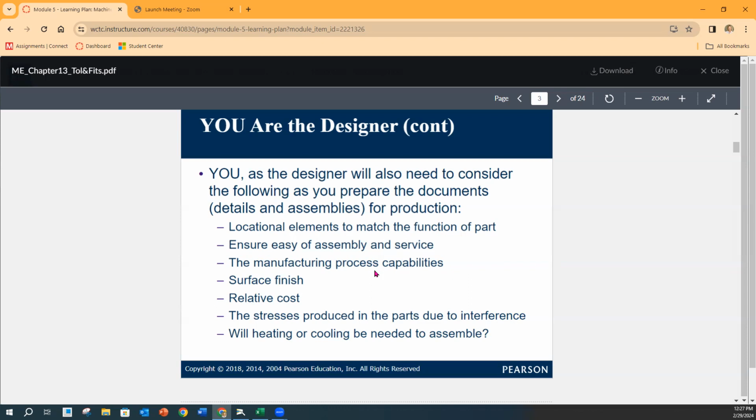I can't stress that enough, because the cost of that part is going to be directly related to the tolerances that you put on a drawing. Those tolerances dictate the manufacturing process, which then dictates the cost.